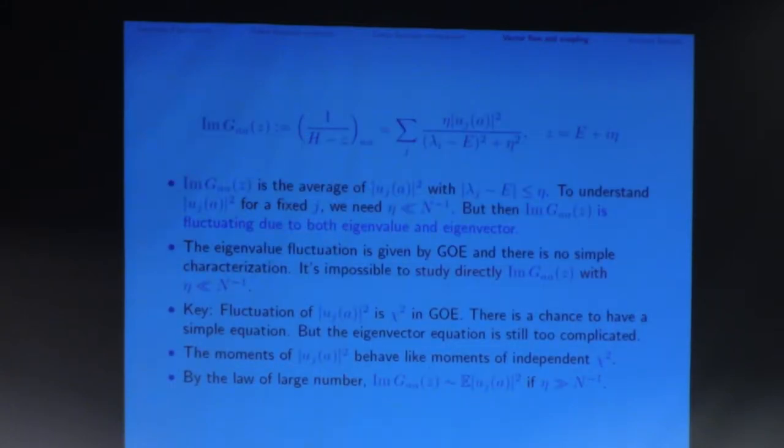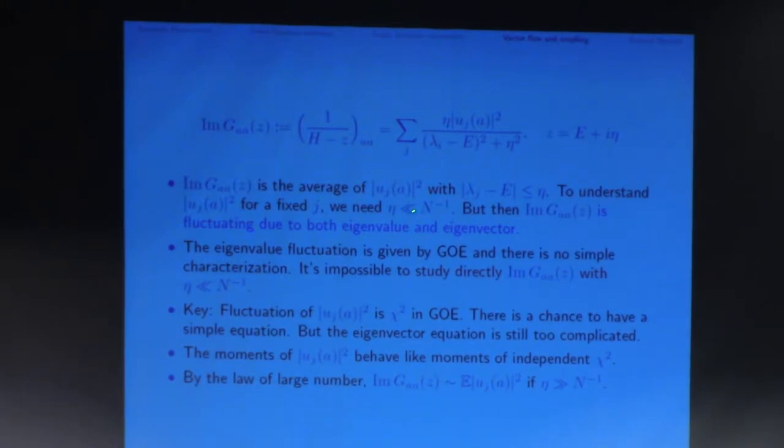All right. So what's the idea here? Let me try to explain why we started to study this eigenvector flow. If you look at Green functions, the Green function has eigenvectors and also eigenvalues. And now we understood this for eta bigger than n to the minus one, which is bigger than the inter-eigenvalue spacing, fairly well. So this part was the so-called local law. And now we want to understand this for eta less than n to the minus one.